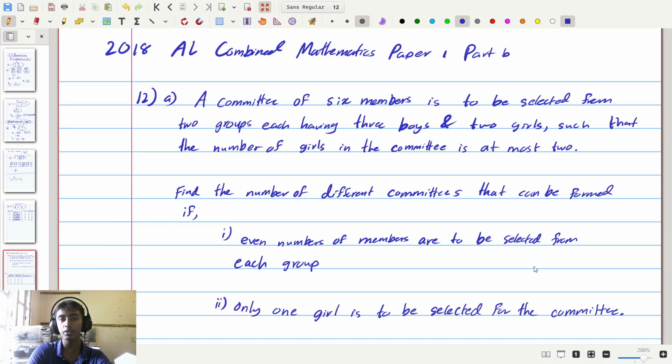It is possible for it to be 0, since in these 2 groups there are 3 boys each, which means there are 6 total boys, which means if we select only boys, we could get the 6 members that we're looking for. So the question is asking us to find the number of different committees that can be formed if, and then the 2 conditions. For the first condition, they're saying an even number of members are to be selected from each group. So we have to do all of this to form 6 members from 2 groups, given that the number of girls is at most 2 and also an even number of members are to be selected from each group.